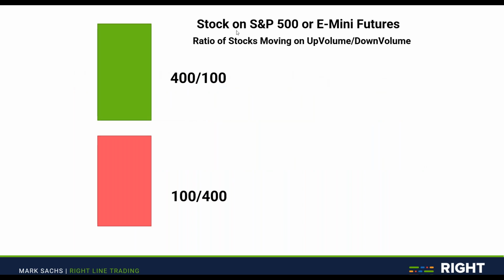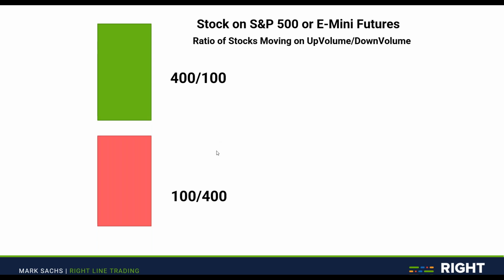So in order to recap, and hopefully I haven't confused you, here we have an instance on the S&P 500 E-mini, where here's the ratio of stocks moving on up volume versus down volume. So if the ratio is 400 on up volume to 100 on down volume, we're going to get a signal. It's going to be a buy signal. If we get a ratio of 100 on up volume to 400 on down volume, we're going to get a signal. So I just wanted to show you how that ratio comes into play.